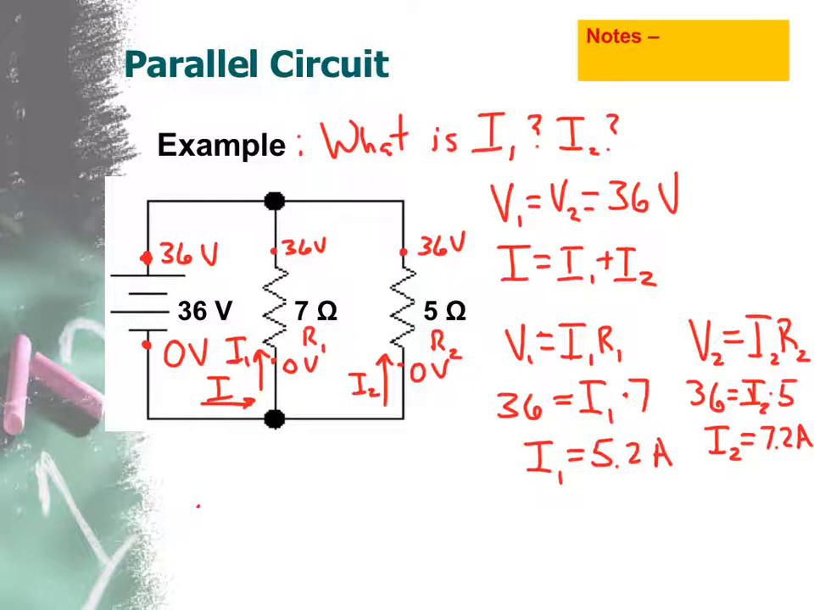Now, let's take a look here. I told you that the majority of the current will flow through the lower resistance resistor, so let's see if that's true. This is R2, and the current flowing through it is 7.2 amps. We can compare that with the current flowing through this 7 ohm resistor, which is 5.2 amps. So it does turn out that the lower resistor draws the higher current, and the higher resistor draws a lower current through it. And that's one of the interesting things about parallel circuits.